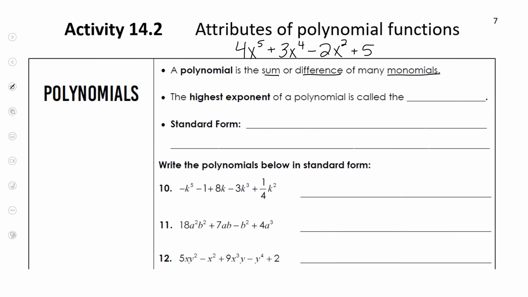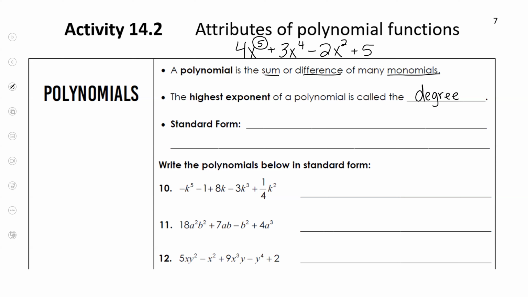The highest exponent of a polynomial is called the degree. For example, this is a fifth degree polynomial because the highest exponent is a 5. Some people also call that a quintic. I'll show you later.